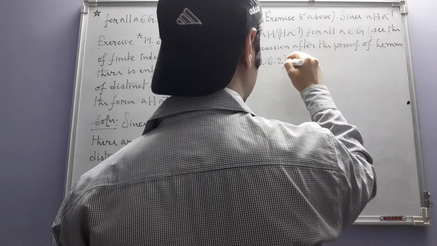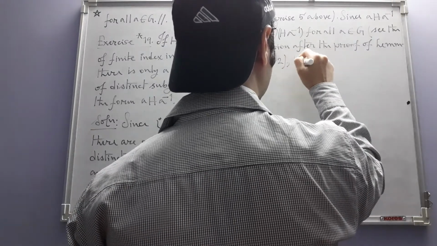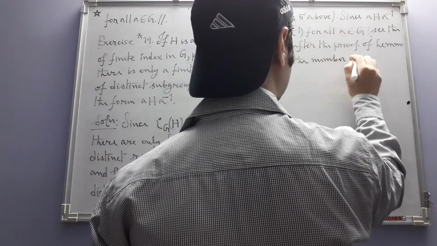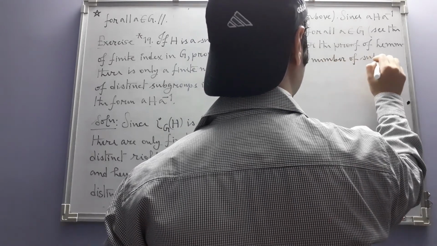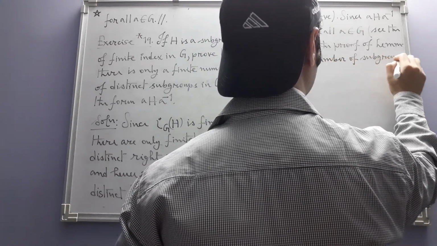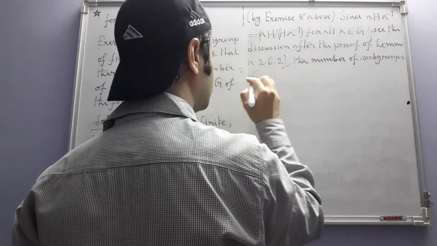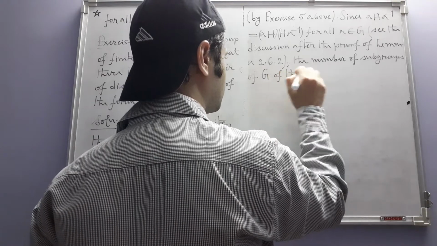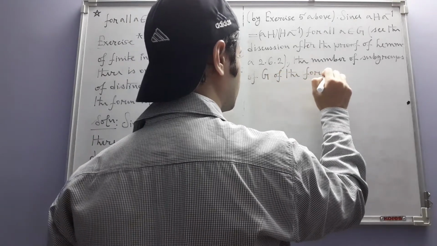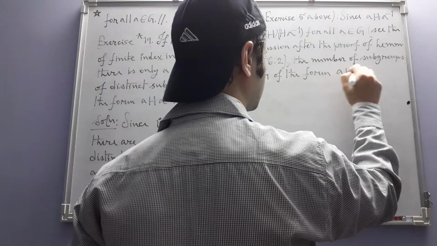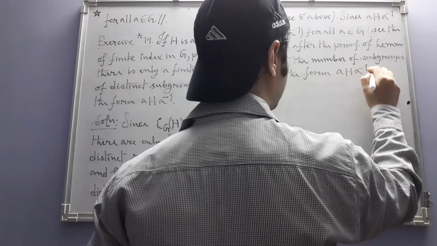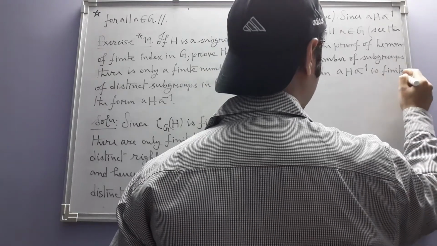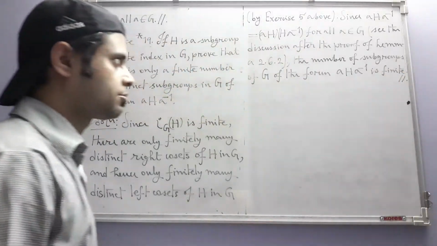So since this is the case, the number of subgroups of G of the form AHA inverse is finite. I mean, that's how I found the solution.